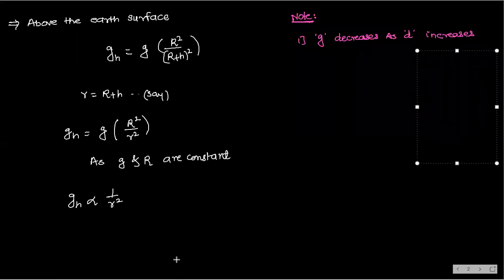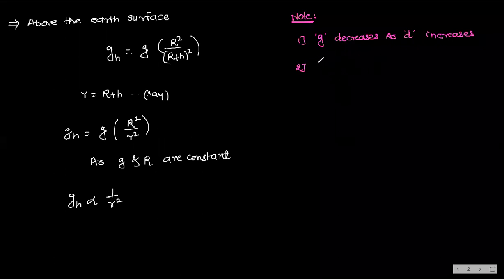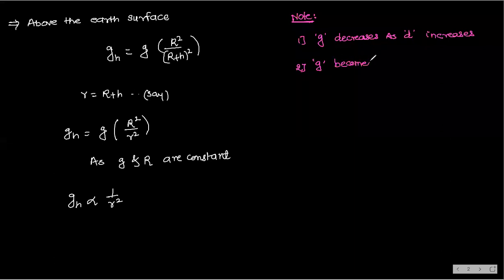Right. Next one. Note point number 2. Now you should tell me, G becomes dash dash at the center of earth. Zero. Yes, 0. So G becomes 0 at the center of the earth.